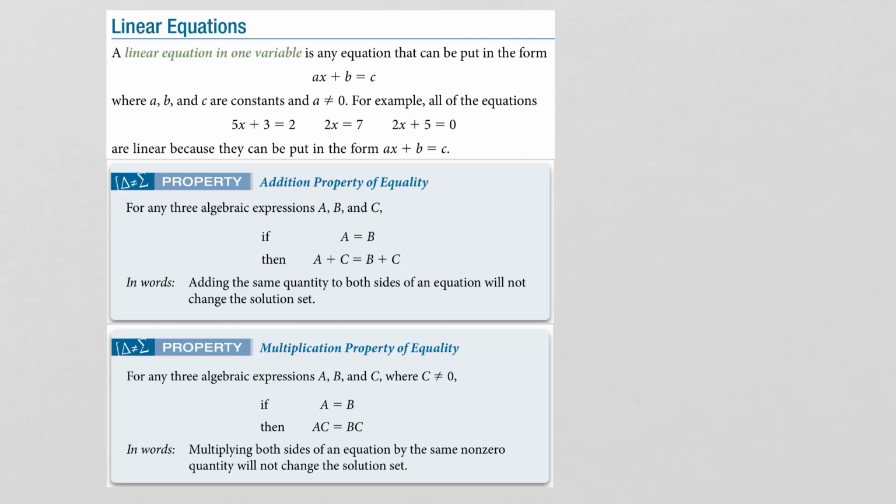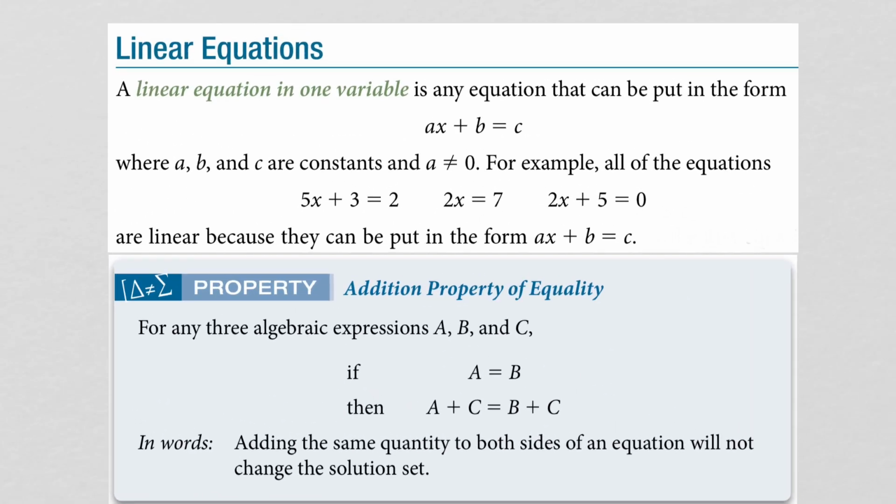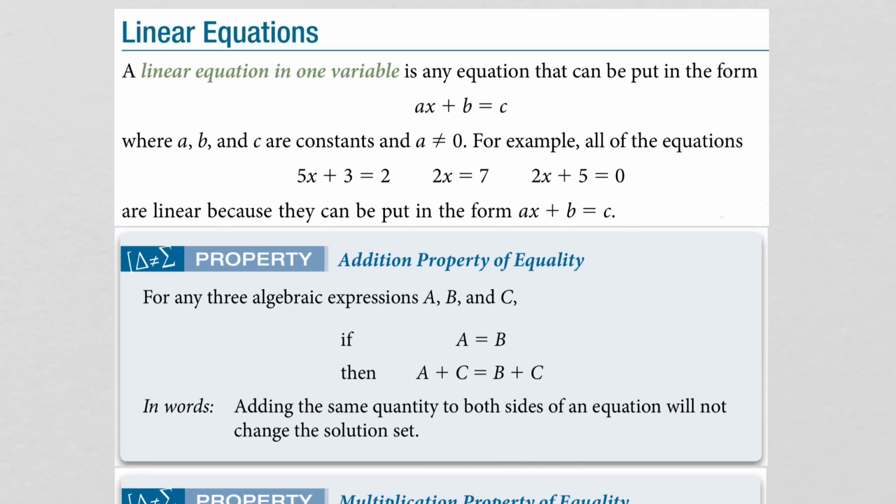The most important and most common type of equation in mathematics is a linear equation in one variable. A linear equation in one variable is an equation that can be put into the form ax plus b is equal to c. Now a, b, and c are constants, and the number a cannot be 0. And x is what we would call the variable. So for example, all of these equations that you see here, 5x plus 3 equals 2, 2x equals 7, 2x plus 5 equals 0, are all linear because they are all in the form ax plus b equals c.